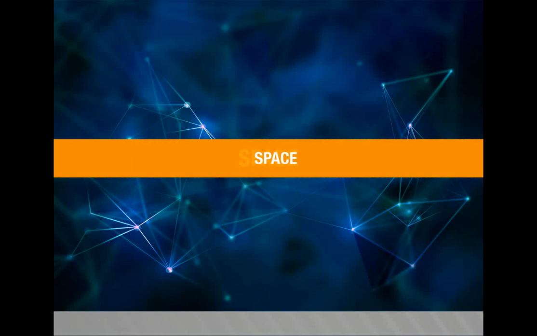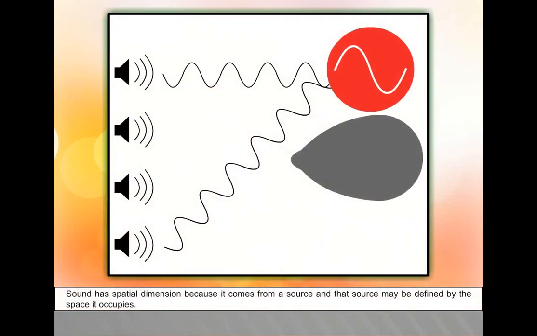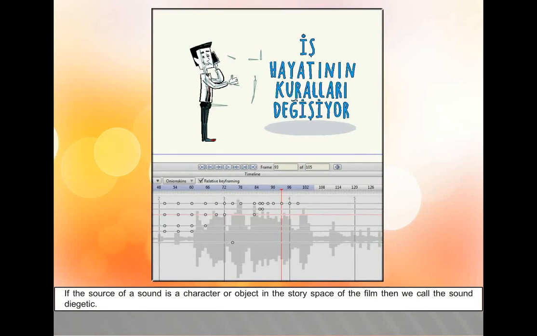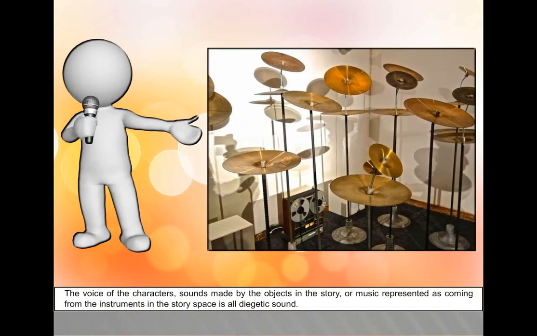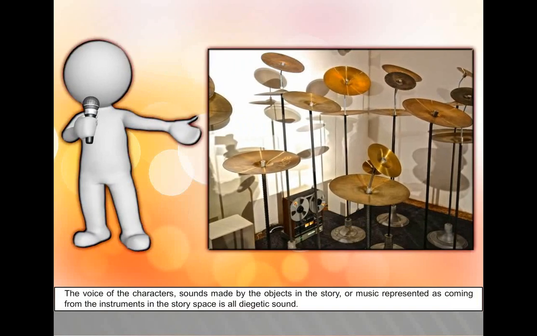Space. In this video, we are going to see about space. Sound has spatial dimension because it comes from a source, and that source may be defined by the space it occupies. If the source of a sound is a character or object in the story space of the film, then we call the sound diegetic. The voice of the character, sounds made by the objects in the story, or music represented as coming from the instrument in the story space is all diegetic sound, as shown in figure.